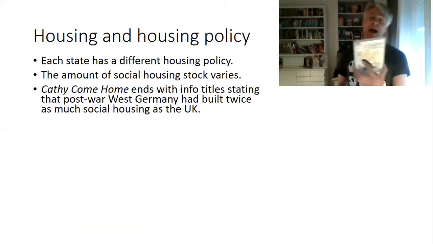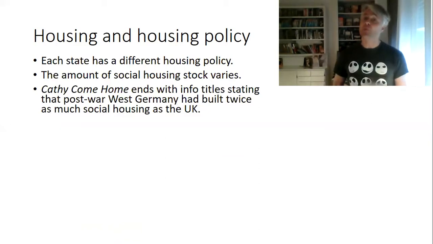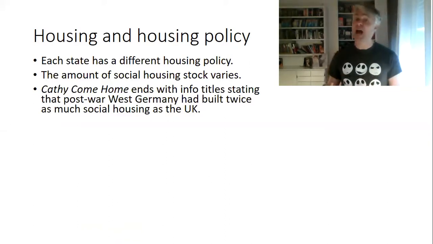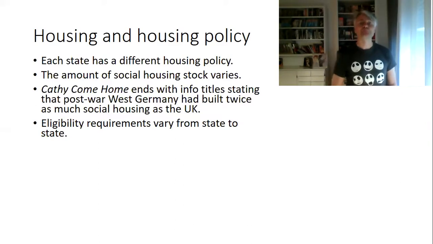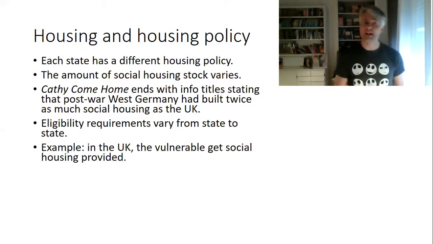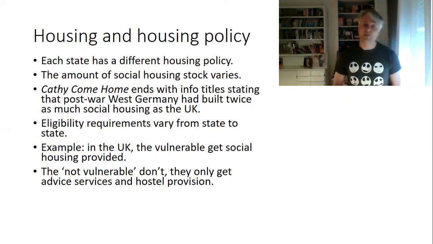Kathy Come Home, the film, ends with some info titles. One of them states that post-war West Germany had built twice as many social housing homes as Britain had. So there are disparities, an unequal amount of social housing from country to country. Moreover, the eligibility requirements for social housing vary from state to state. In Britain, for example, you'll be given social housing only if you're homeless and in some sense vulnerable. Okay, so we have criteria in the UK. The vulnerable get social housing provided, the non-vulnerable don't. They only get advice services, they only get hostel provision.